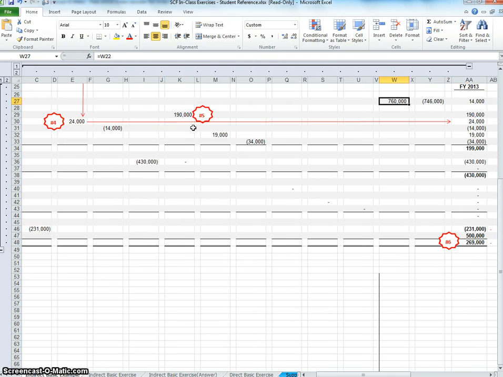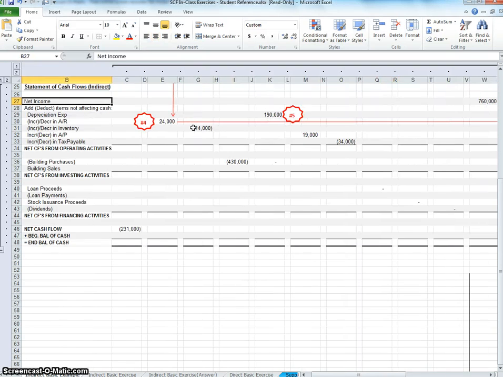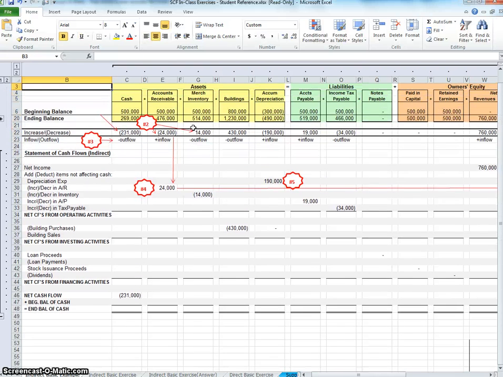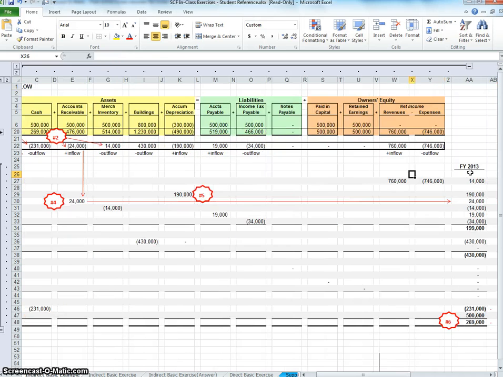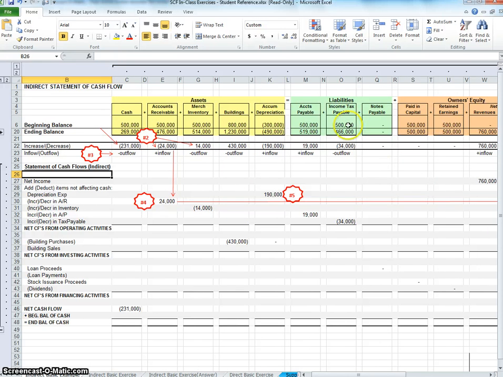This worksheet should be familiar to you. This is the template that we use for our homework from chapter 4, the transaction analysis template. Basically your starting point in doing the cash flow statement is you take your balance sheet and compare one period versus the next. So I have a beginning balance and an ending balance, and then I'm going to do an increase and decrease in those balances.